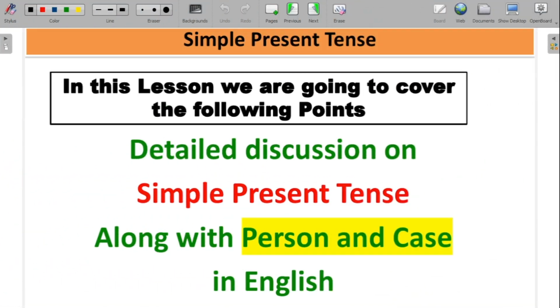Today we are going to discuss simple present tense, which is also known as present indefinite. Also we will be studying person and case, which we have already studied, but for the better understanding of simple present tense, we will discuss this along with this lesson.